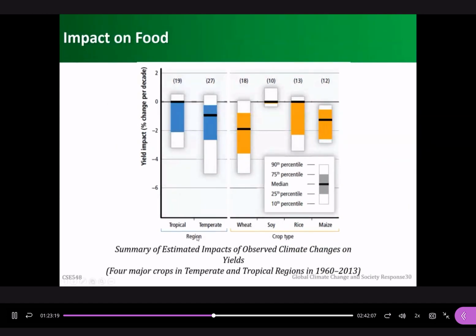So here is the figure to show the impact on different regions and the different species of the crops in the past. You can see for most of the regions or most of the species, the yield in general is lower than 0. It means most part is the negative effect.